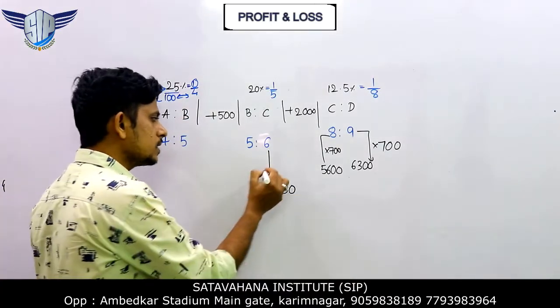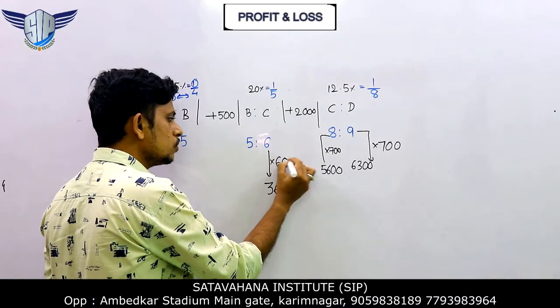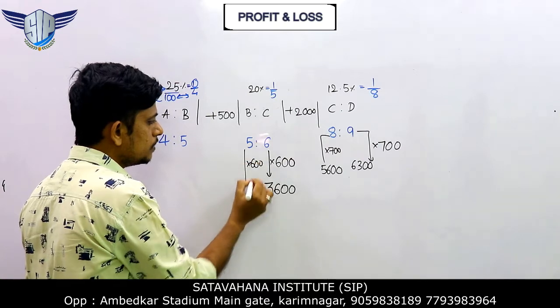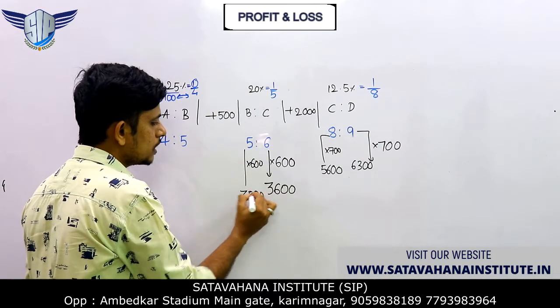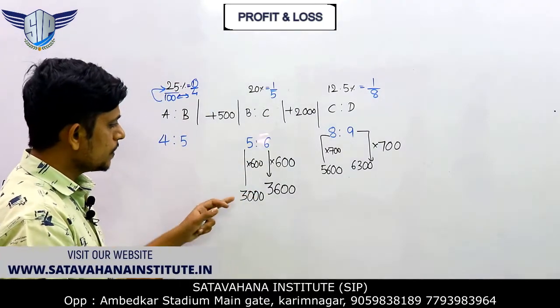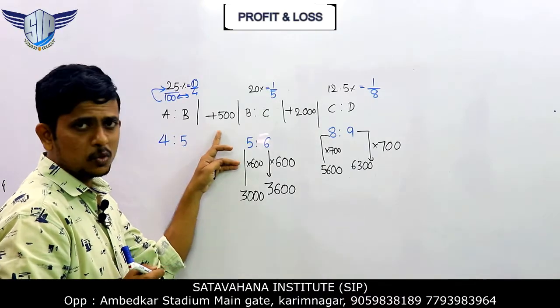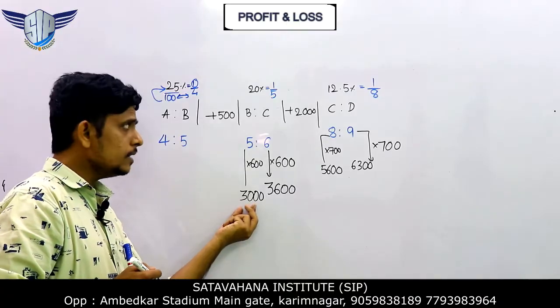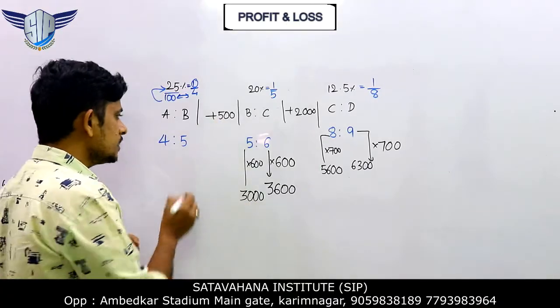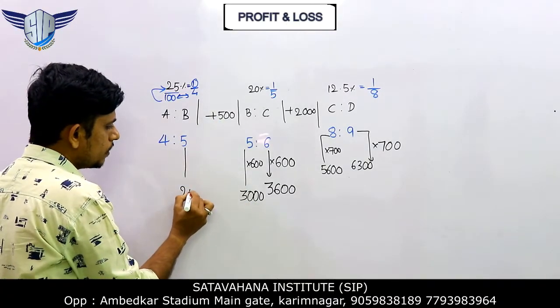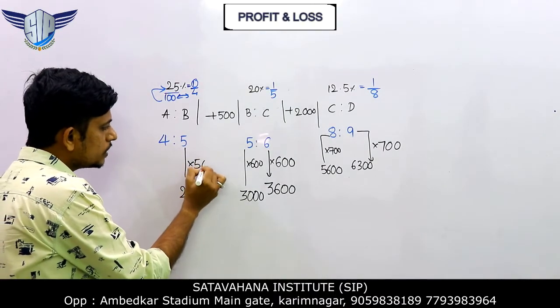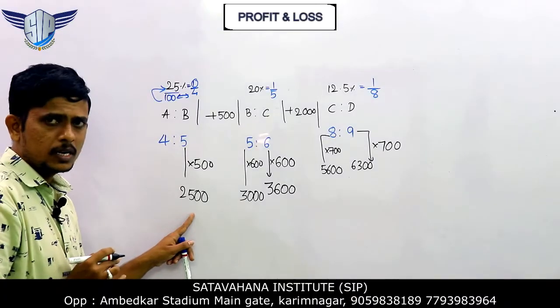Therefore 6 into 600 is 3600, so 5 into 600 becomes 3000 rupees. Look here, in this 3000 rupees, 500 rupees is already spent on repair. Okay, therefore 3000 minus 500 is equal to 2500. Therefore here 5 into 500 is equal to 2500.